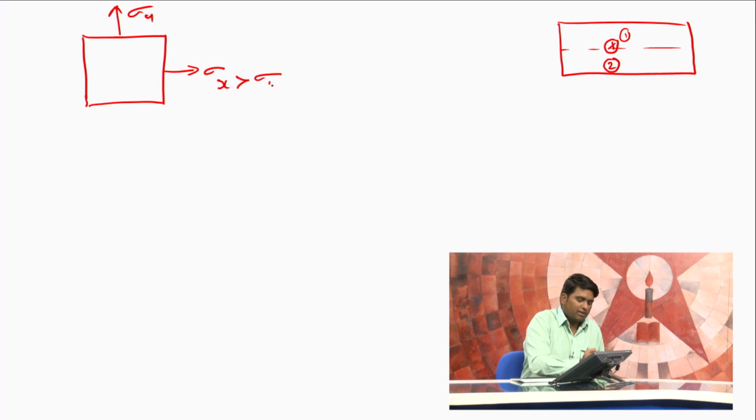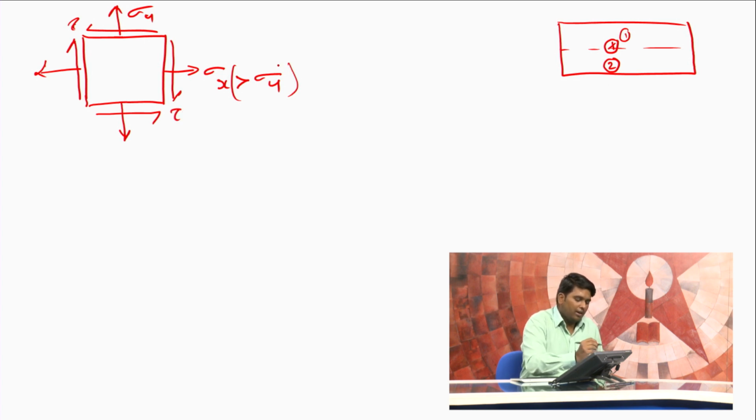Sigma x greater than sigma y, this is our assumption. This is shear. I am considering a general case of two dimensional stress system. The sign convention will treat compression as negative, tension as positive, clockwise shear as positive and counterclockwise shear as negative.